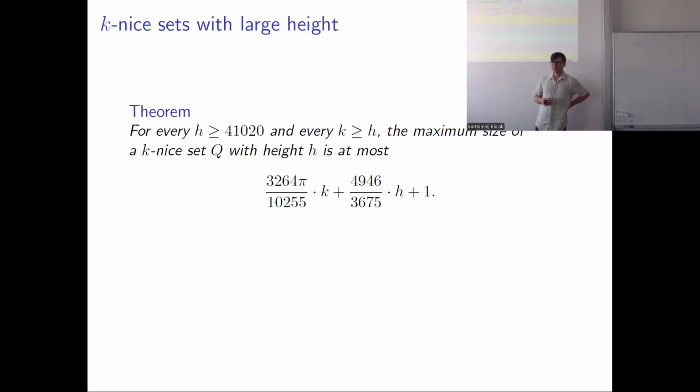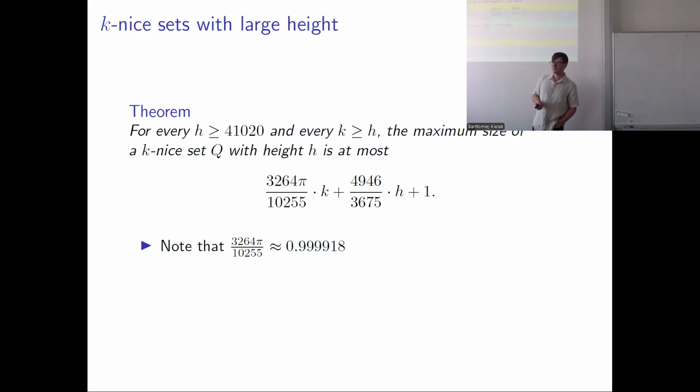So once we know that we can work with subsets, let me formulate the first bold theorem of this talk, which says that if I consider a k-nice set of large height, and here large means larger than 41,020, then we can actually get a reasonable upper bound on the size of this set. I call it reasonable, even though it looks kind of mysterious. But let me show this.